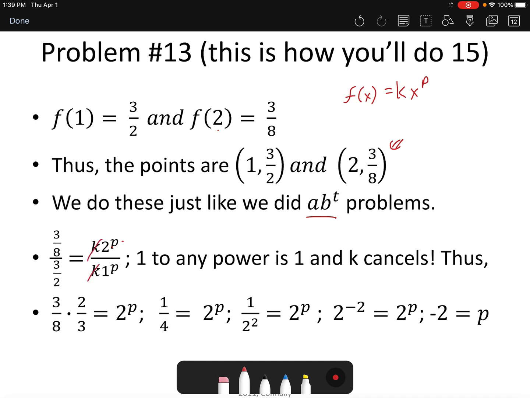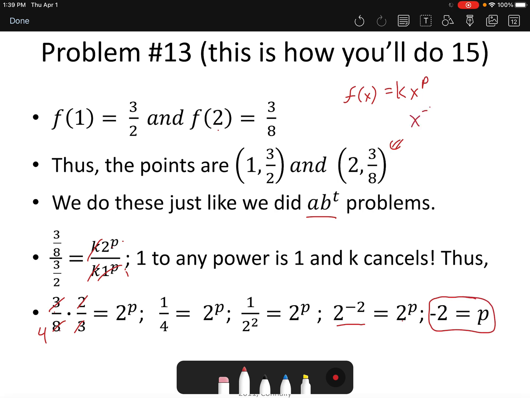Now, the K's cancel. 1 to any power is 1, so we can get rid of that. 3/8 divided by 3/2 is 3/8 times 2/3, because we're multiplying by the reciprocal. The 3's cancel, 2 goes into 8, that's 1/4. So 2 to the P equals 1/4. Well, 1/4 is 1 over 2 squared. I can move this up and make it 2 to the negative 2 equals 2 to the P, so our P is negative 2.